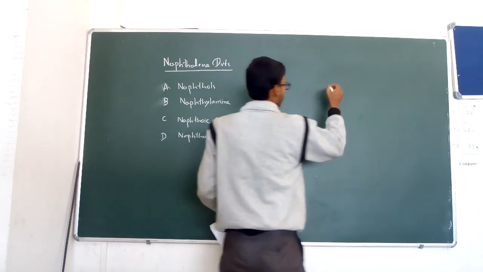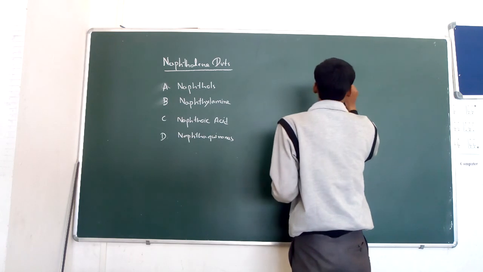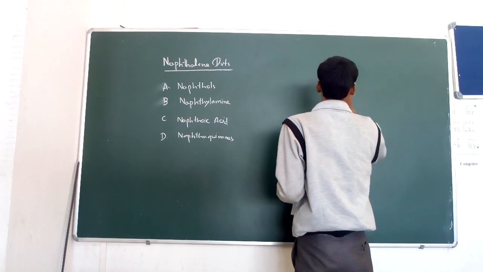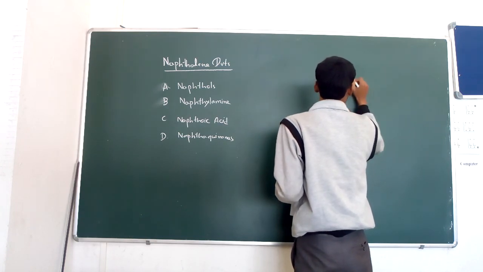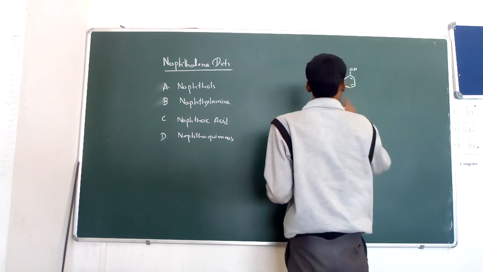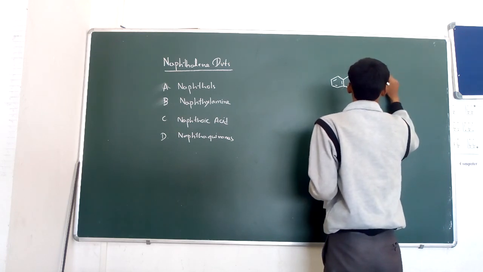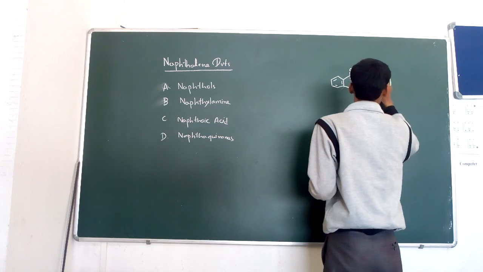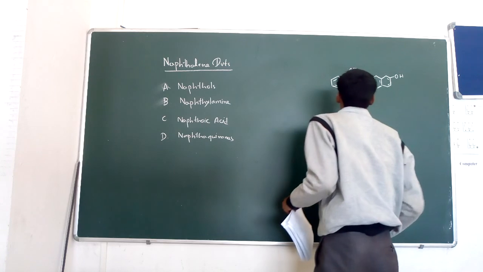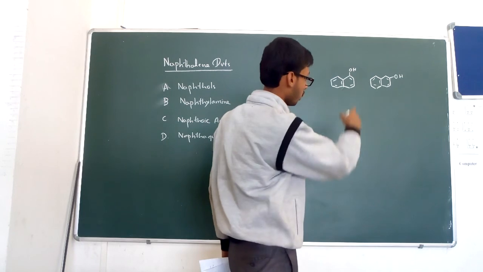What is the structure of naphthols? Naphthol is the monohydroxy derivative of naphthalene. Monohydroxy means one hydroxyl group is present in the naphthalene. So we draw the structure. There are two forms of the monohydroxy derivatives: one at the C1 position and another at the C2 position.